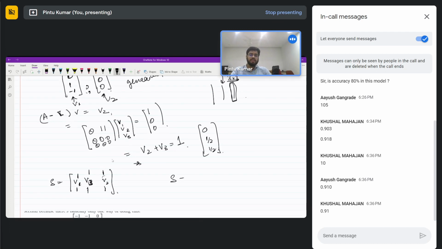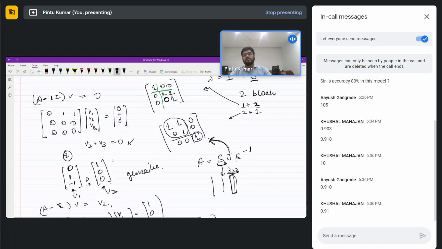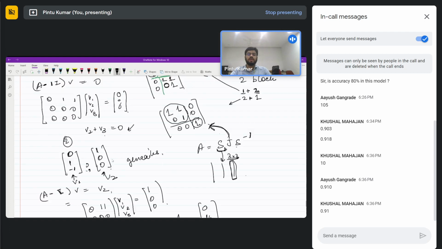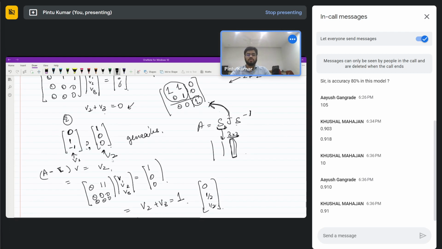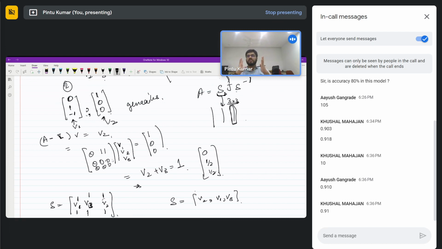If you had written S in the form, let's say V2, V1, V3, then you would have gone for the other one, where you took the block corresponding to V2 first and then a block corresponding to V1 and V3 towards the end. Okay, so this is how you find the Jordan canonical form. Any doubt in this? Then I can go for one more example after this. Any doubt in this Jordan canonical form? How do we find it, or anything?